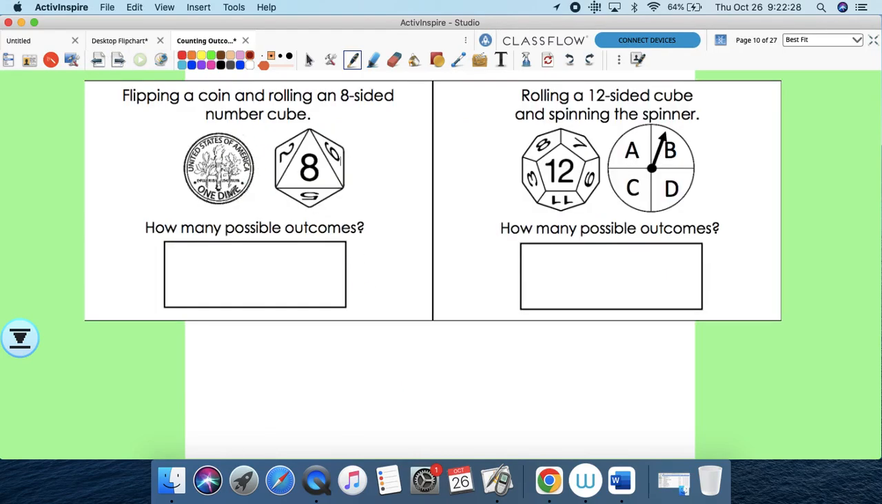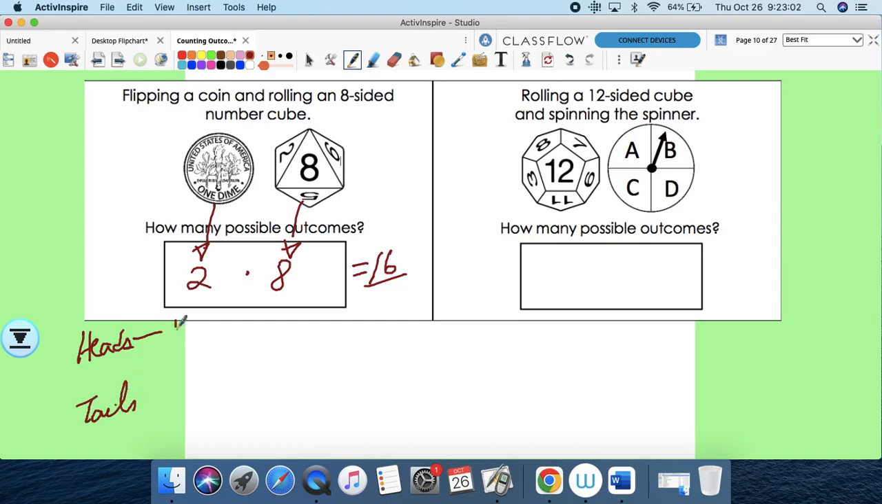So here is a coin and an 8-sided die. How many possible outcomes here? Well, this coin has 2. And the die has 8. So there's a total of 16 outcomes because the coin has heads and tails, right?